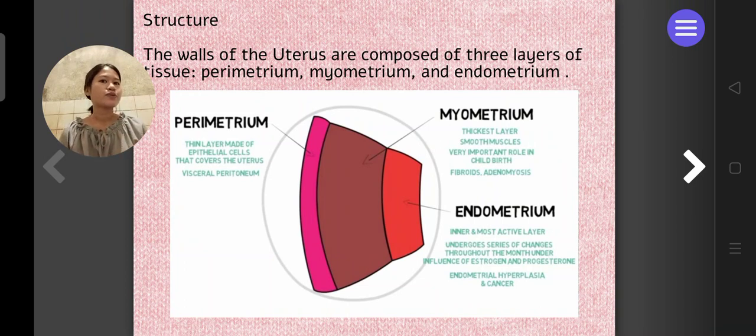So, structures. The walls of the uterus are composed of 3 layers of tissues. We have perimetrium, myometrium, and endometrium.